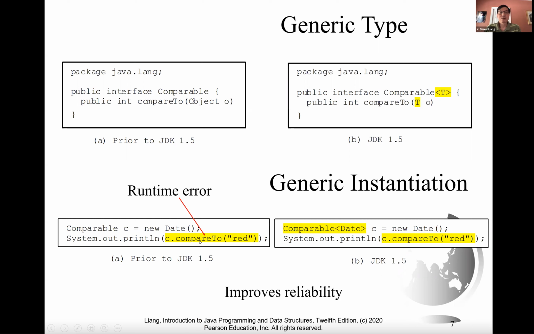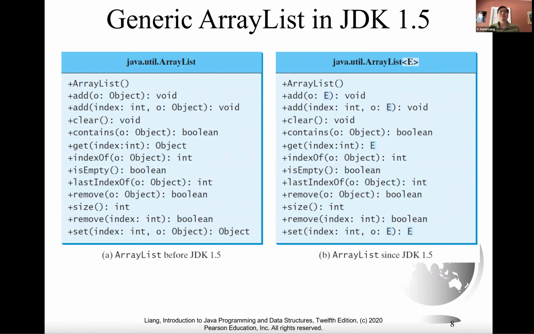So before JDK 1.5, this kind of error is a runtime error. And after JDK 1.5, this is a compile error. And this is better because you can detect the problem early, so it's not a runtime issue. And your code is more reliable.